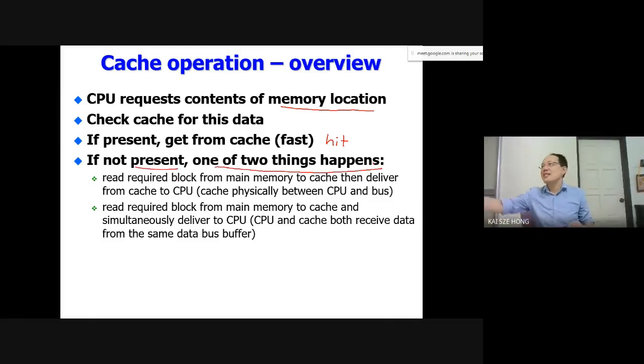The first thing is you copy the memory into the cache. The second thing is you copy the memory to the cache, but simultaneously you also deliver it to the CPU from the memory. So for the first case, the cache just gets the data from memory. In the second case, the cache gets the data from the memory, and the memory also gives the data to the CPU directly. Both of these cases can happen, depending on the computer architecture.